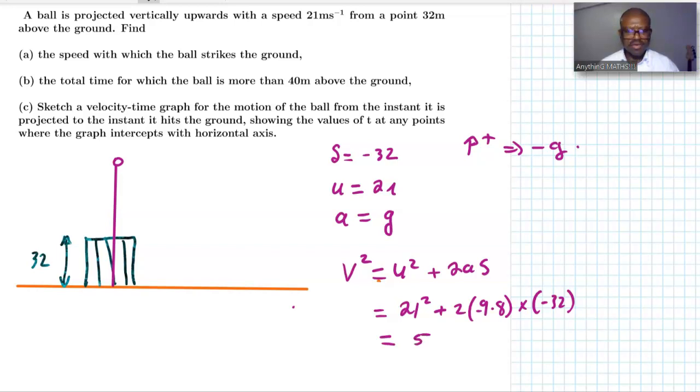5341 all over 5. It implies V will be the square root of 5341 all over 5. Find the square root of the answer.